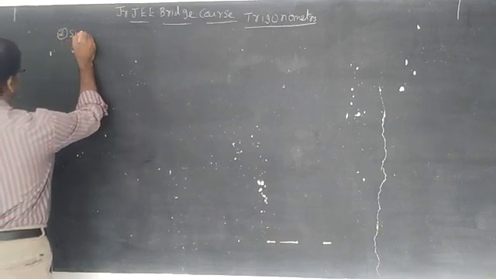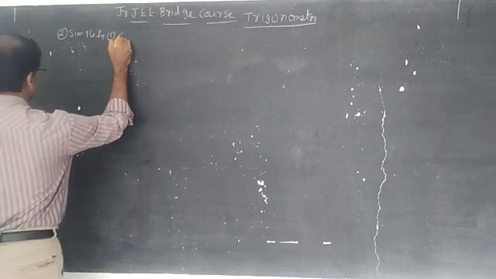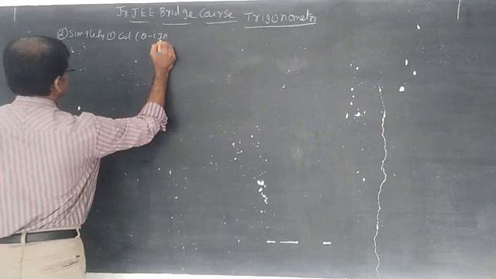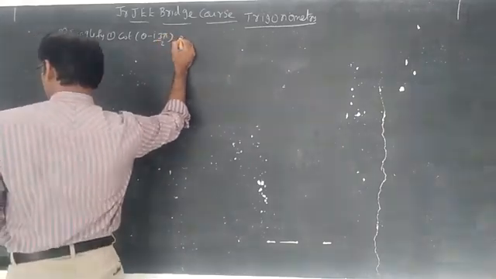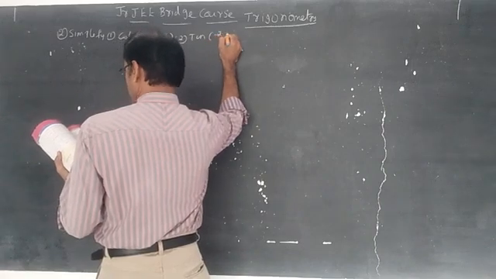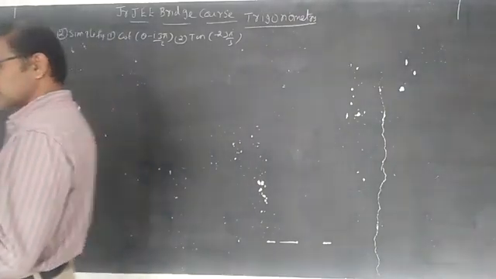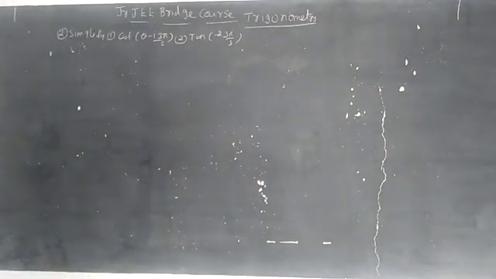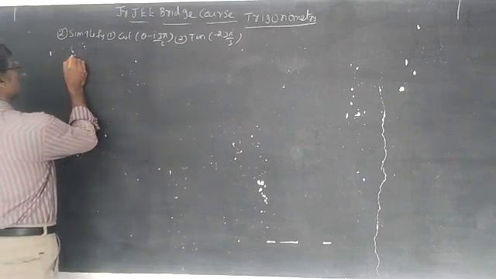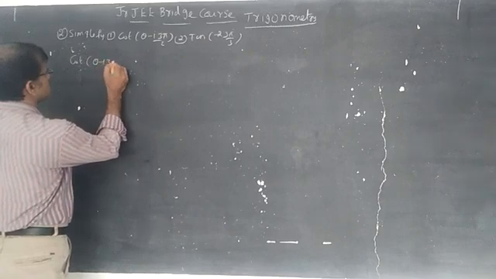Simplify. First one, cot of theta minus 13 pi by 2. Second one, tan of minus 23 pi by 3. We can understand this one, cot of theta minus 13 pi by 2.